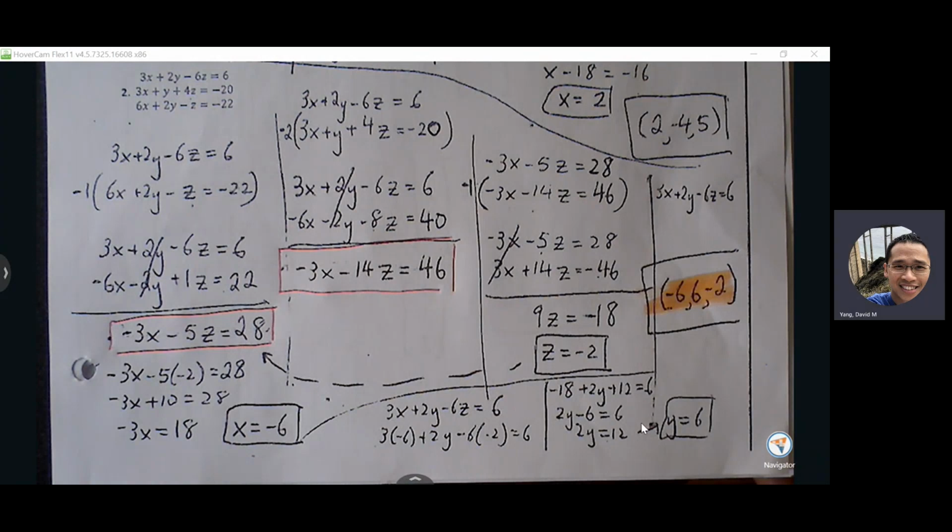What did you target first? Or no, I targeted X. Okay, so you got the X to cancel out. Yeah. Okay, that's fine. So, you found Y and Z, so now you can put these back into one of the original equations and solve that.